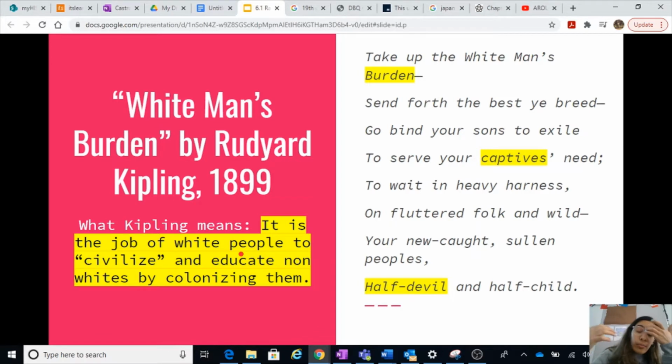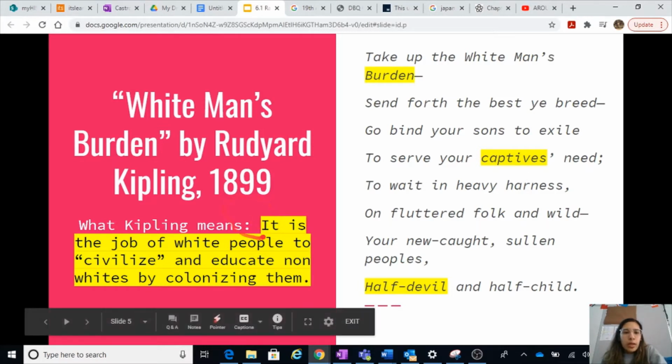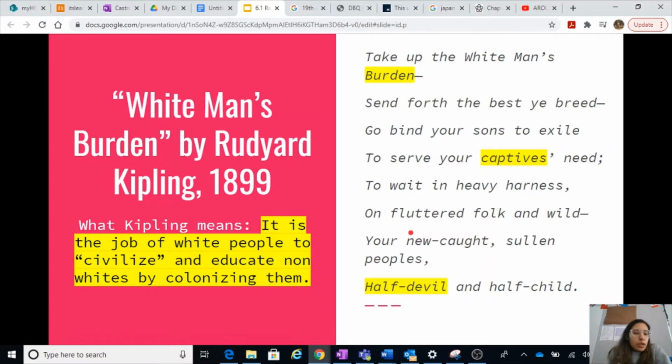Basically, he's saying us Europeans, us white people, we're just so much better than the non-white people that it is our job to go around the world and tell these non-white people how good the white people are, because that's our job, that's our burden. We've got to do it. And by doing that, we need to go out and establish some colonies, colonize people. That is what he means when he wrote this poem, and these ideas are going to be used to justify colonization.